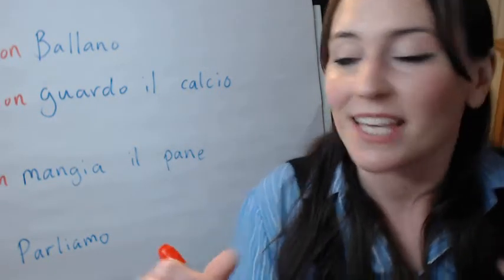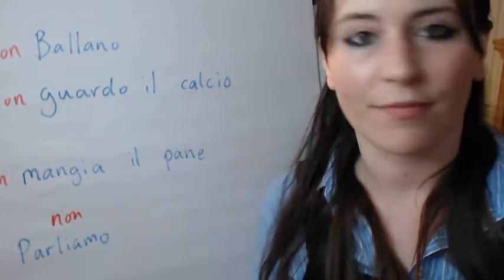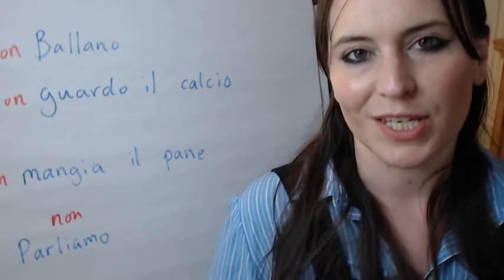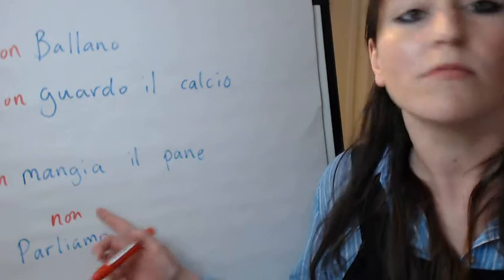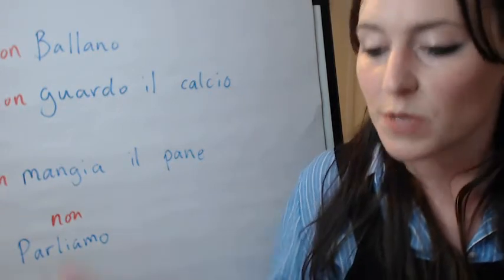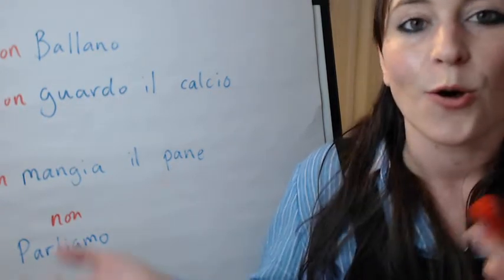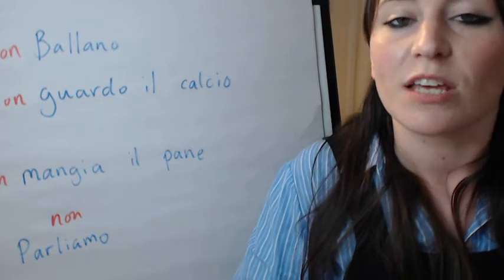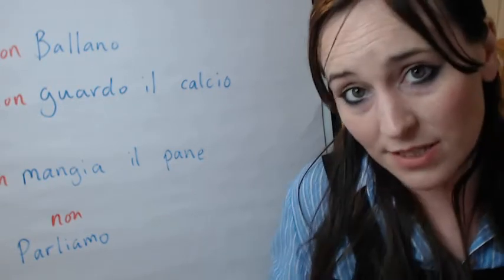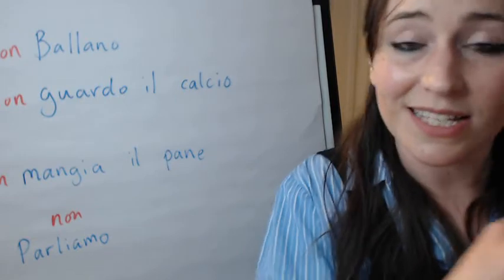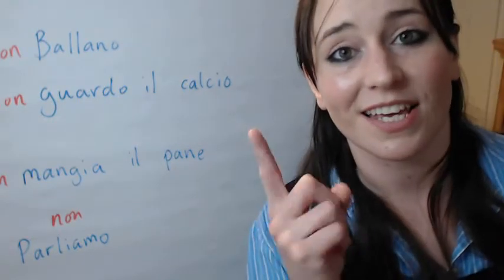Parliamo. Let's speak. Non parliamo. Let's not speak. Or it could be we're speaking, we're not speaking. We speak Italian, we don't speak Italian. All of these can be translated by the present tense, okay? All of these different ways of translating into English. There's just one way of saying it in Italian.